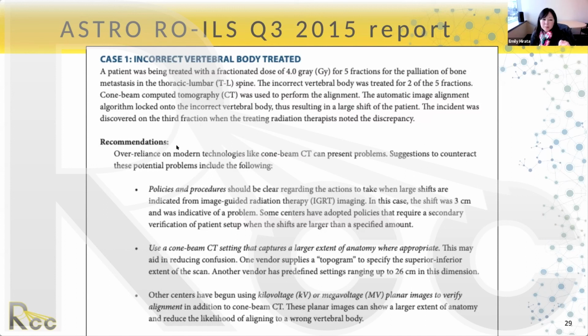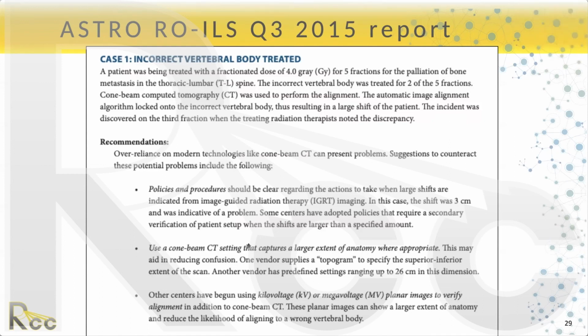And so recommendations: over-reliance on modern technologies like cone beam can present problems when we have tunnel vision and are only focusing on that cone beam in that region of interest. So they recommend having a policy and procedure, setting some guidelines. A vertebral body is about 1.5, maybe 2 centimeters dimensionally in the superior-inferior direction. So if you have to shift 3 centimeters, that's definitely potentially more than one vertebral body away. And that's the reason for this guideline.